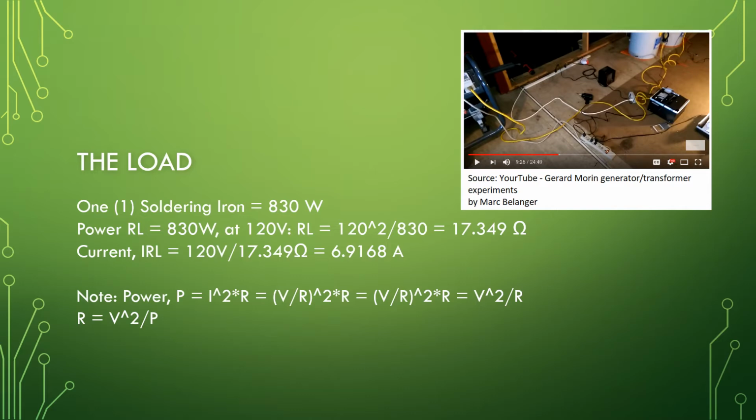Note: power P equals I squared R, equals V divided by R, squared, times R, equals V squared divided by R. So R equals V squared divided by P.